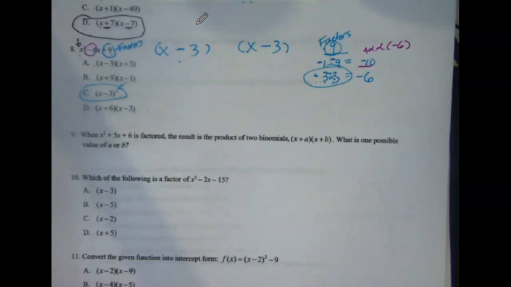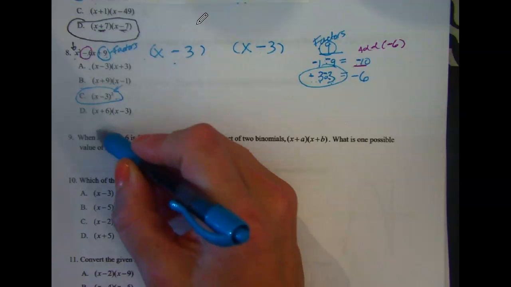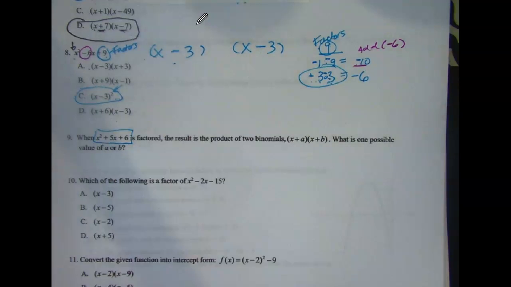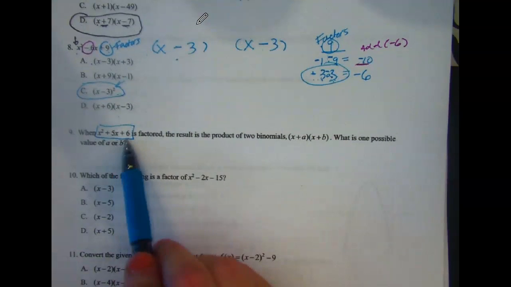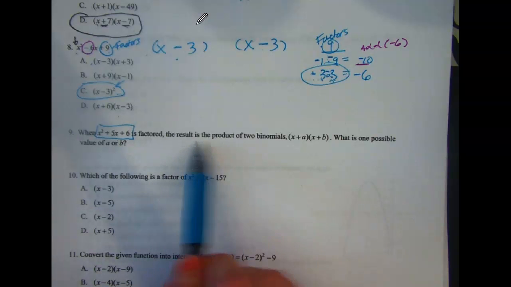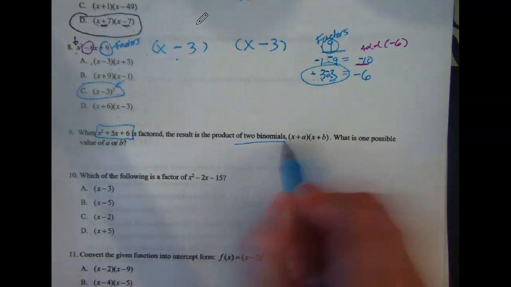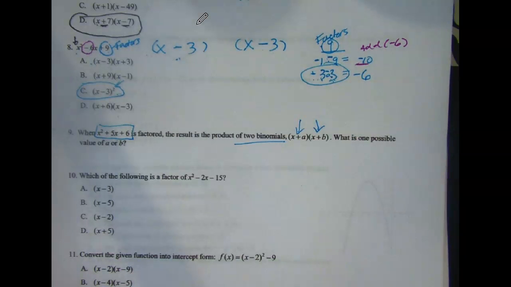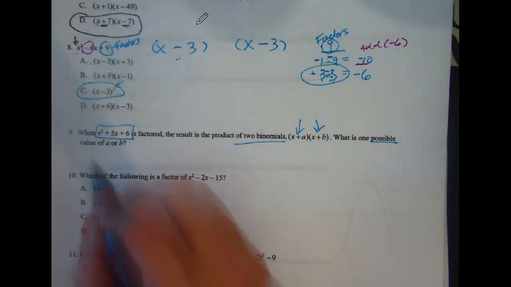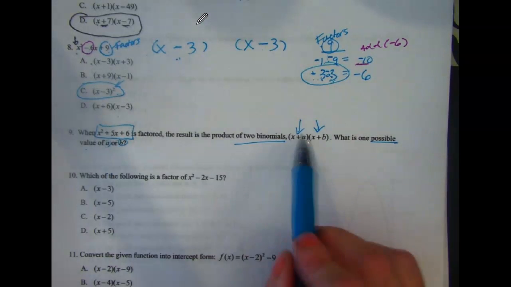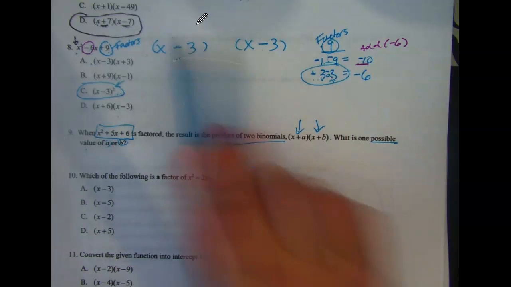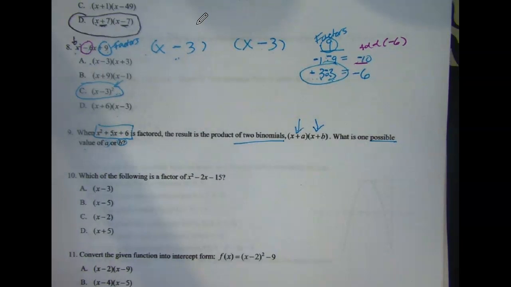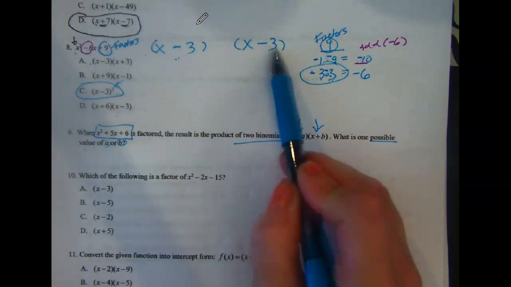All right, let's look at number 9. When x squared plus 5x plus 6 is factored, the result is the product of two binomials. So that just means these two things, right? What we've been dealing with all along. What is one possible value of A or B? So we are going to factor this like we did over here, and we're just going to pick one of the numbers. This would be the A, this would be the B.